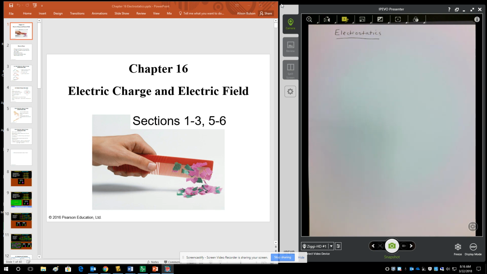For Chapter 16 of your textbook, you'll notice that it includes some information about electric field. Electric field is beyond the scope of AP Physics 1. You will continue learning about electric field in AP Physics 2.